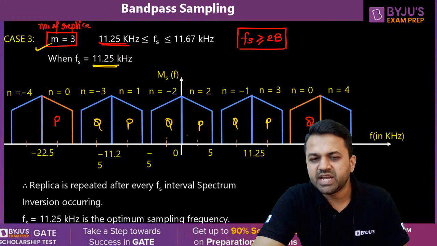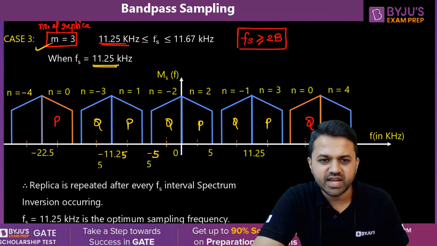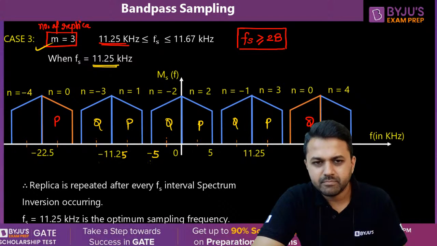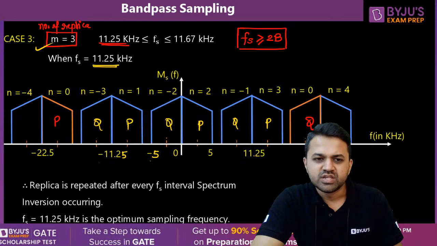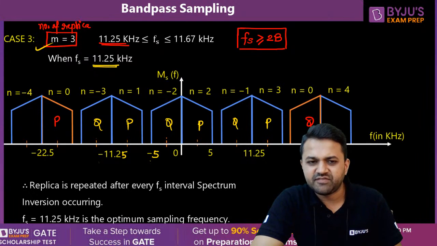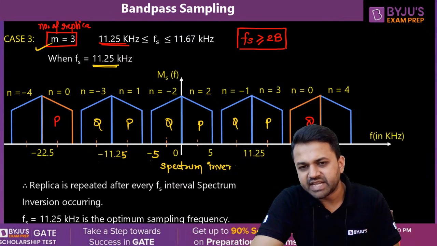we are getting one pair of P and Q near to the origin. So the replica is repeated after every Fs interval. Spectrum inversion is occurring here, but as we said, spectrum inversion is not a problem.